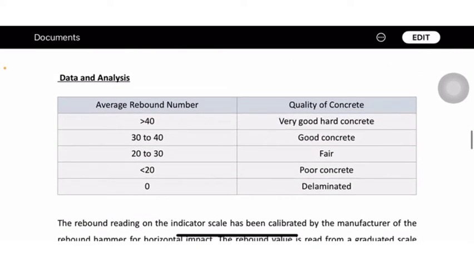And for the data analysis, as you can see, the average rebound number is more than 40, 30 to 40, 20 to 30, less than 20, and 0. And the quality of concrete is stated at the right side.